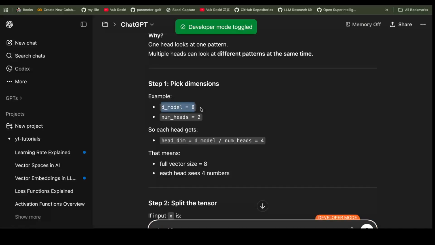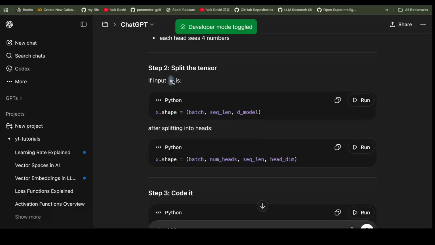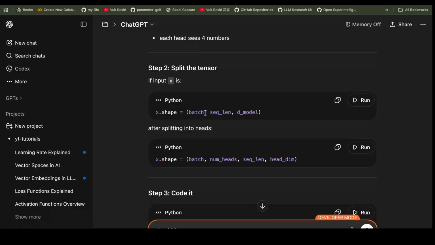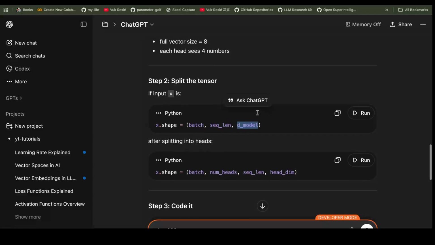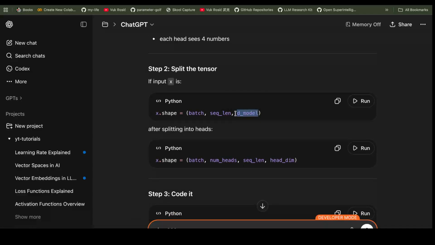So let's say the dimension of the full model or full query vector or key vector is 8, and there are 2 heads. So the dimension of each head is going to be 4. Let's say we have some input x. These are the input tokens that we have. So it can be batch size, which is how many independent conversations in the large language model, sequence length, which is how many tokens each conversation has, and dimension of the model. This is just how long each vector embedding is. Each token has a vector embedding, and this is how long it is.